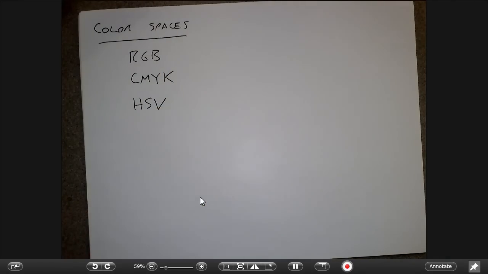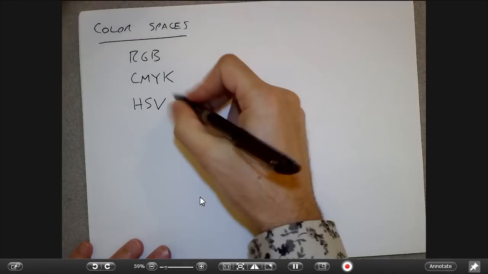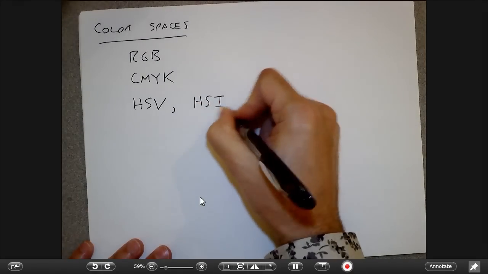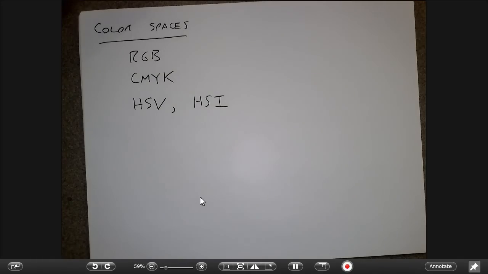Then there's hue saturation value. We showed that little cylinder with the colors. Related to that, there's a whole bunch of related things like hue saturation intensity, which is a little bit different, that are, in theory, a little bit better at describing the color. You can look at a hue saturation value triplet and interpret it, saying, oh, this is a pale pink. You can read that off from the H and the S and the V.